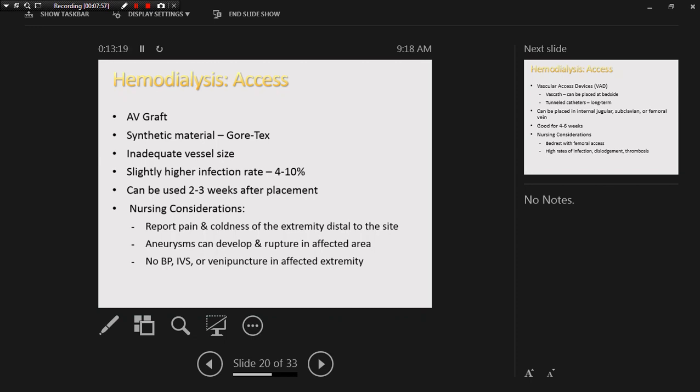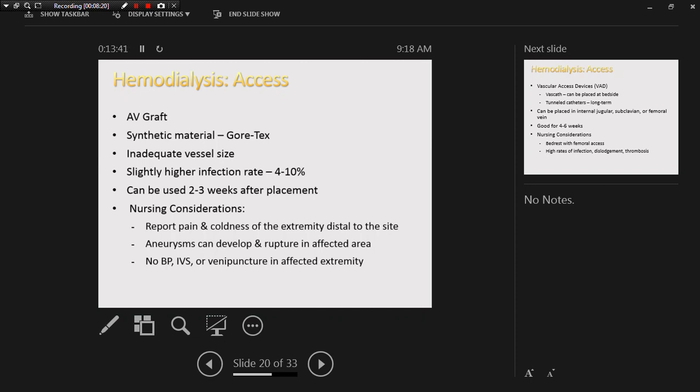So nursing considerations, similar to what we talked about with fistulas: no blood pressures, IVs, or venipunctures in the affected site. I would minimize sleeping on that side and carrying things. Aneurysms can develop and rupture in the affected area, especially if that graft is not seated well into the vein or the artery on either side.